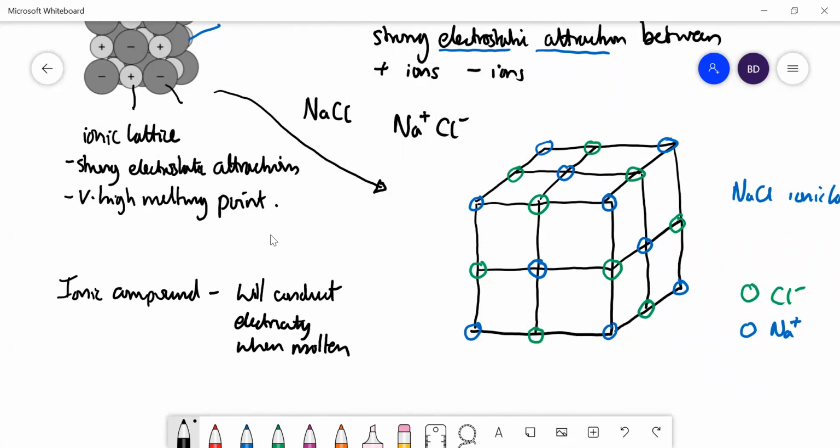Now, when they conduct electricity, a lot of people think, oh, electricity is the flow of electrons, which is true. Usually it is, but strictly speaking, electricity is the flow of any charged particles. In this case, when ionic compounds conduct, it's the flow of charged ions. They will conduct electricity, but only when they're molten, because of course when they're solid, the ions can't move. They're not free to move. They're in fixed positions.